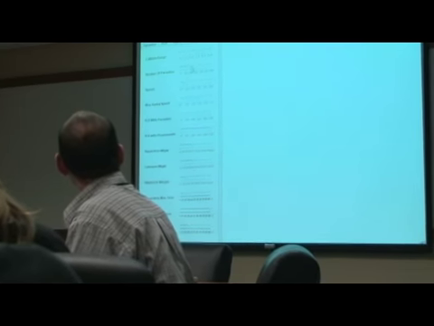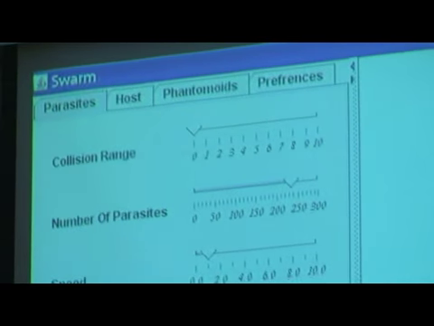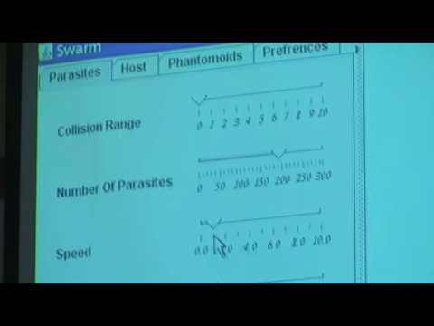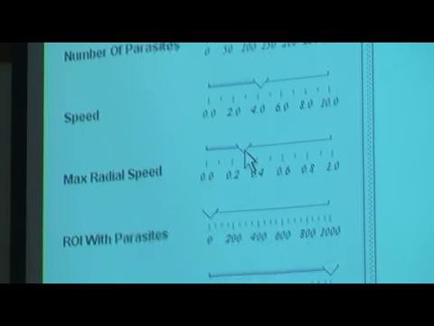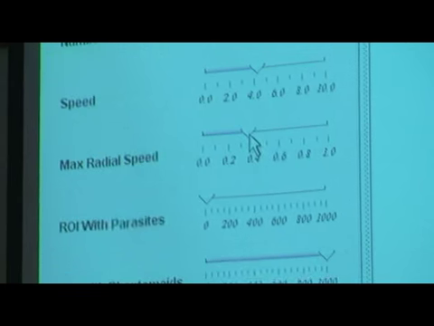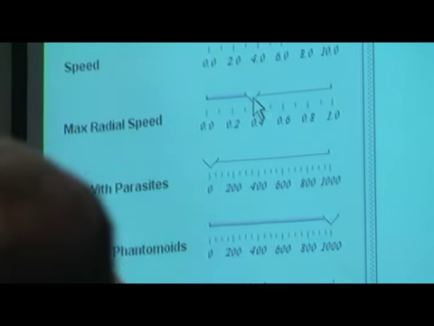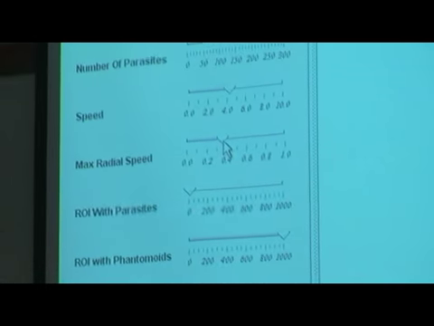So I can play with the number of parasites here, and add or remove them, and give them more speed, and add some radial velocity. If I increase the radial velocity, it means that they can turn very fast, so you can see that they are concentrated here. But if I decrease it, it means that they cannot turn very fast, so they are more spread around.